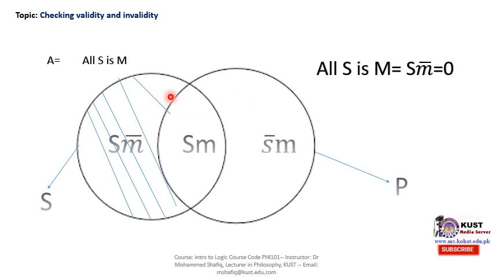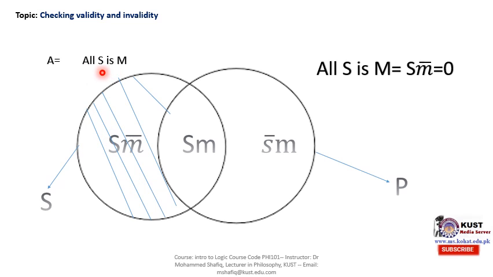So suppose we want to diagram all S is M. We are using those terms because in a syllogism we will be using the middle term as well, because in both of the premises the middle term appears. So suppose I say all S is M, so it's SM bar, SM, S bar M.